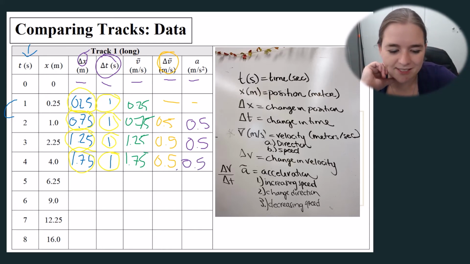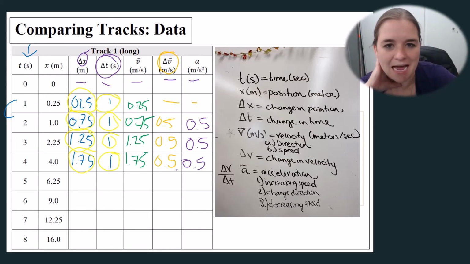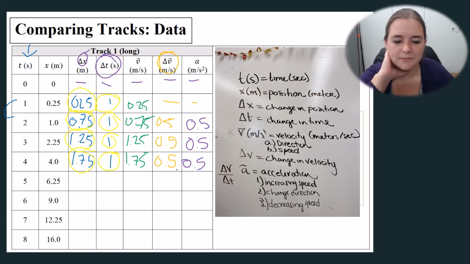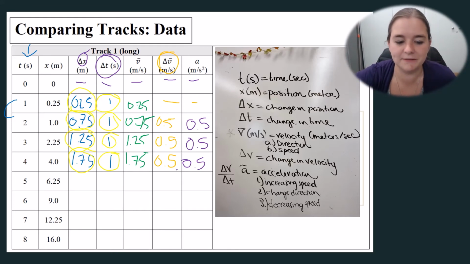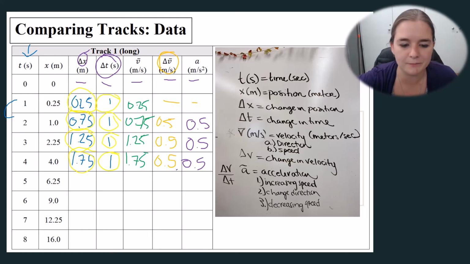Fill in the rest of the table, and you should notice patterns here. You should be able to tell me something about the velocity and the change in velocity, which is our acceleration. Make sure you have this chart completely filled in, and then we're going to move on and we're going to talk about the short track.